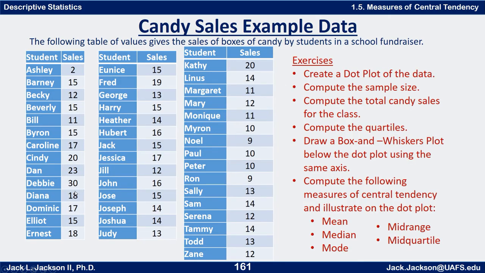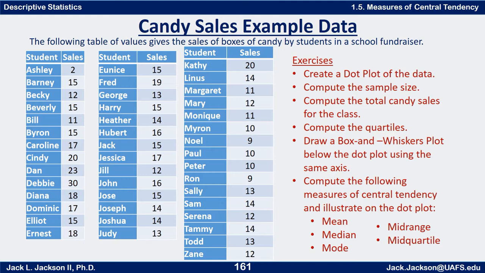Here is some data that we did earlier on some hypothetical data we had for candy sales. If you remember from our earlier videos, we were assuming that we had a class of students doing a fundraiser where they were selling boxes of candy, and this is all of the students listed in alphabetical order by their first name, and these are the number of boxes of candy. So some of this is repeating earlier work that you've done, but let's go ahead and do that.